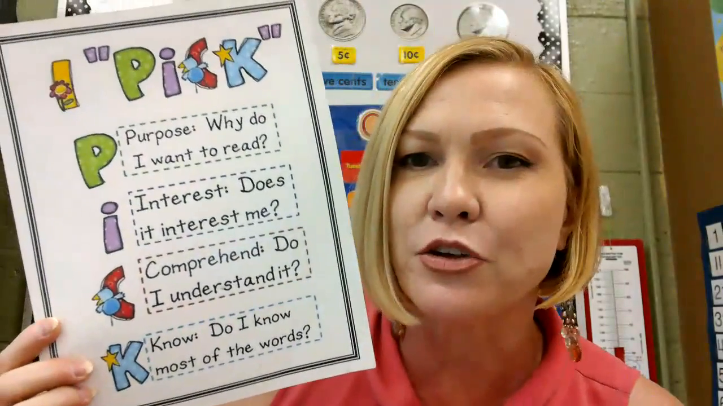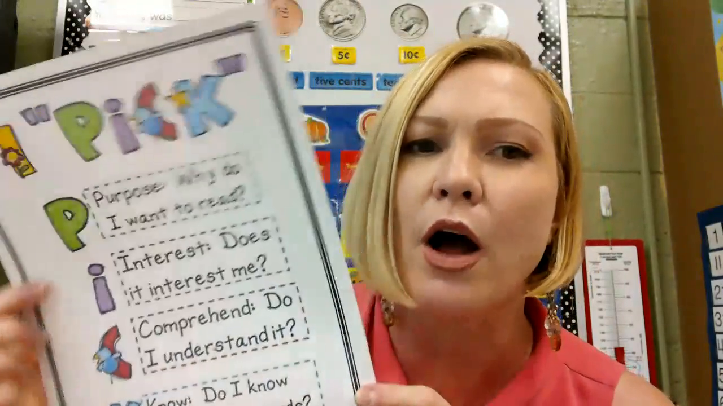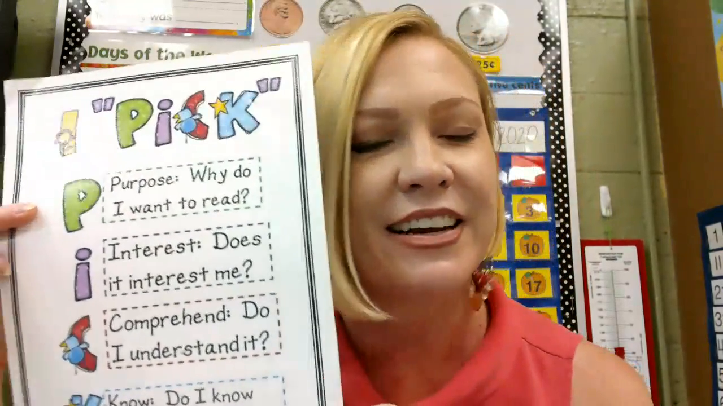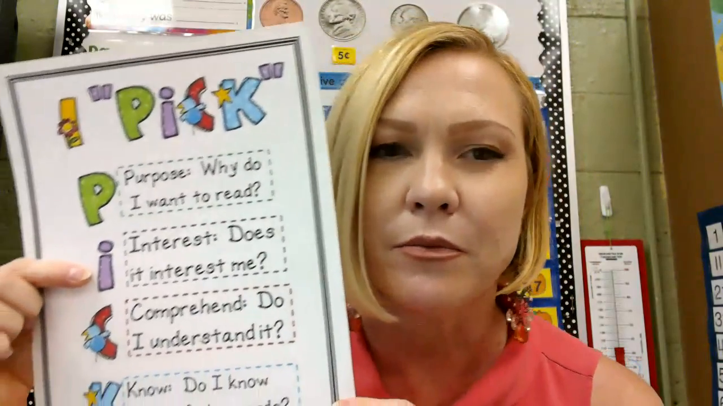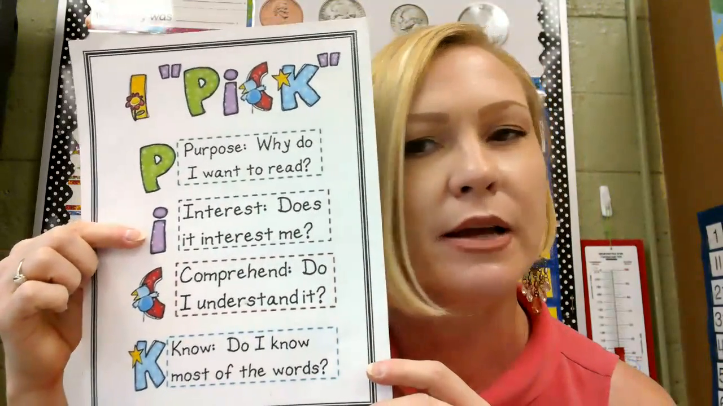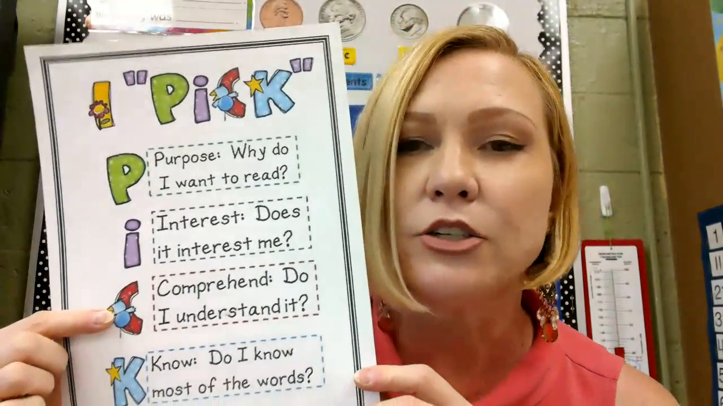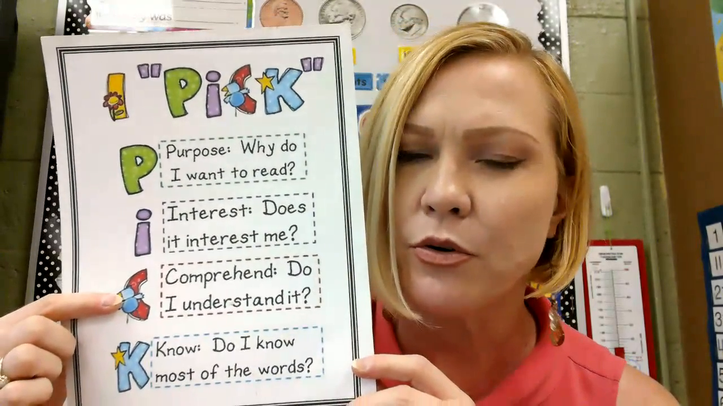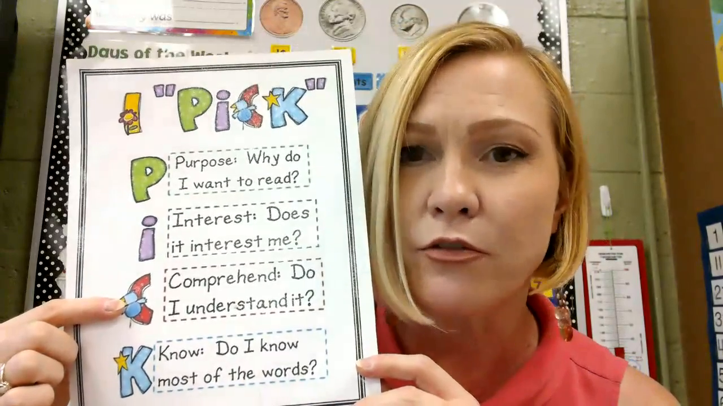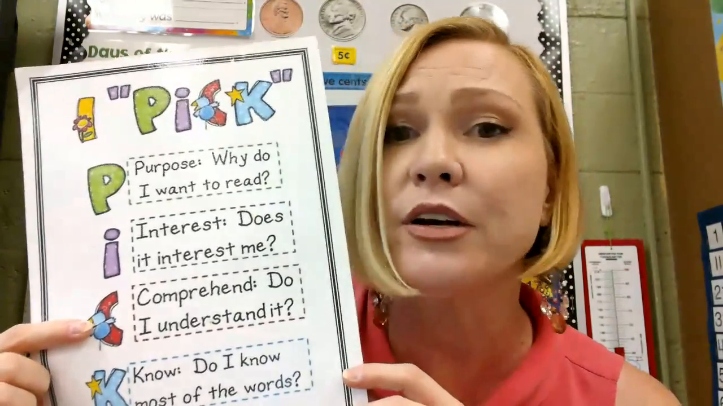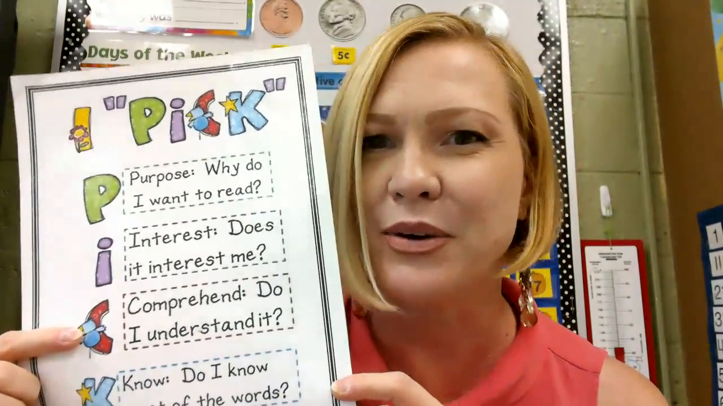Pick books that you want to read for a purpose. Know why you're reading it. Are you learning something, or are you just being entertained? Interest. Does it interest you? Well, I didn't choose some of the books on my table because they just didn't interest me. Comprehend. Do you understand what's going on in this book, or is it maybe a little bit too hard for you? There are definitely some books out there that I would not choose because I wouldn't understand them. That's not fun to read.